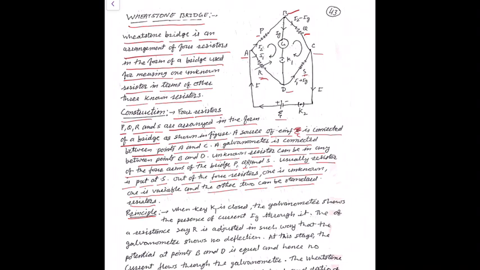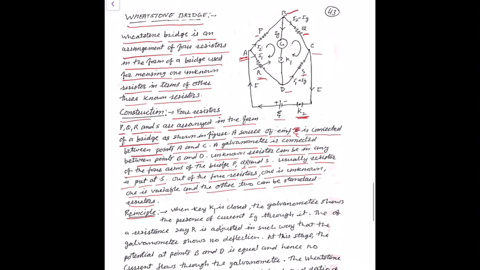Principle: when the plug is inserted in the key K2, the current I enters the network at point A, and a part I1 flows through resistor R, and a part I2 through resistance P. So I is equal to I1 plus I2 according to Kirchhoff's first law.